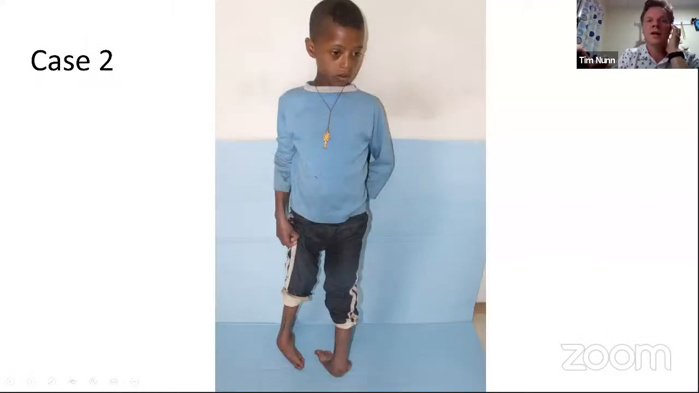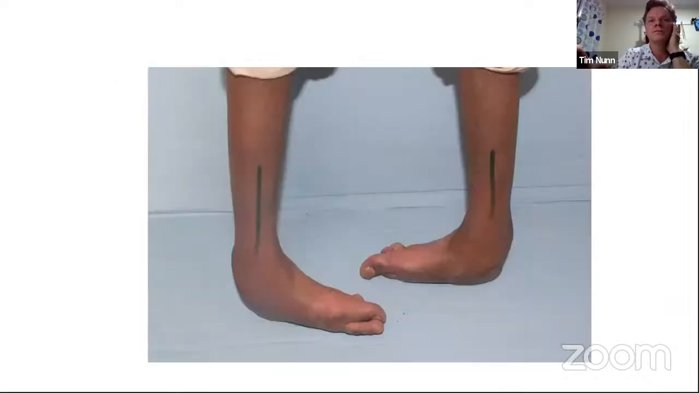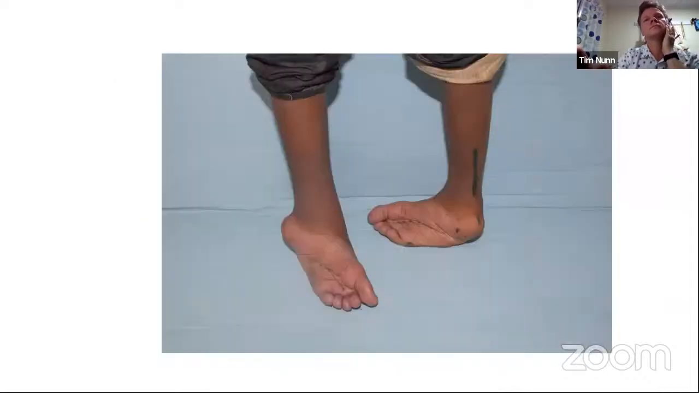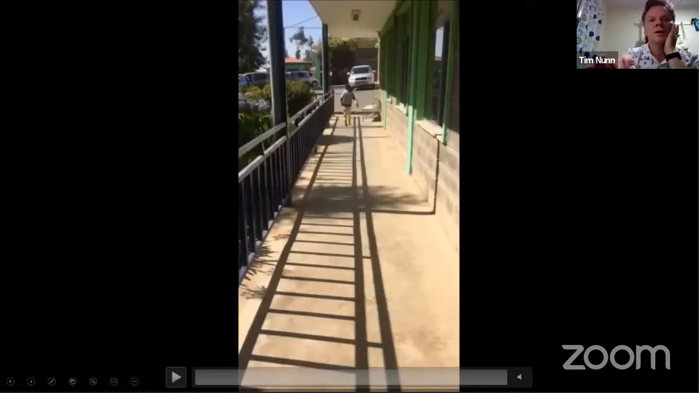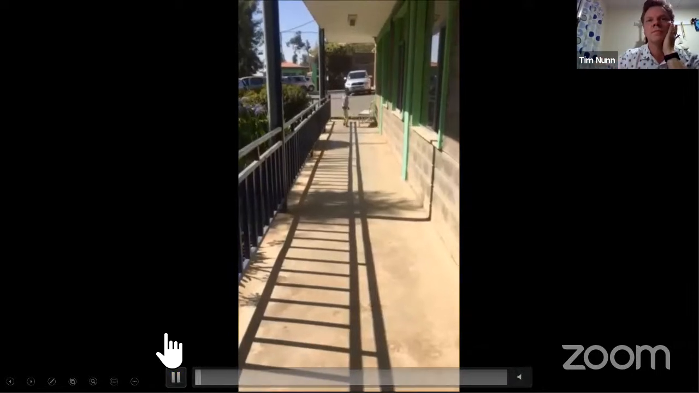Here's a second case. The left side is obviously much more affected, and a slightly older child. And again, his post-op, in this case, he's running around.